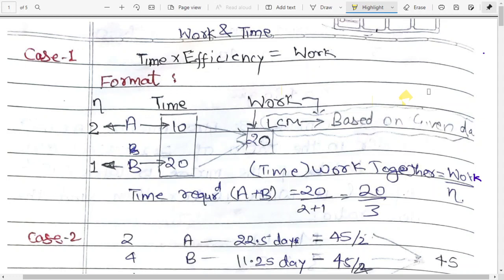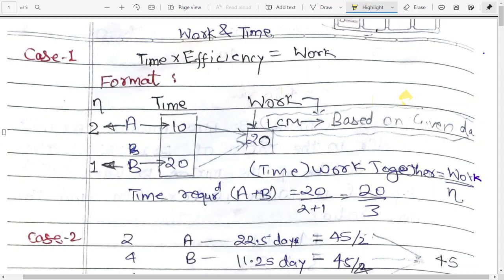The first case they have mentioned is time into efficiency equal to work, which we all know as a particular formula. In the question, any of the three things, time, work or efficiency, may be available. You need to extract the data from the question.